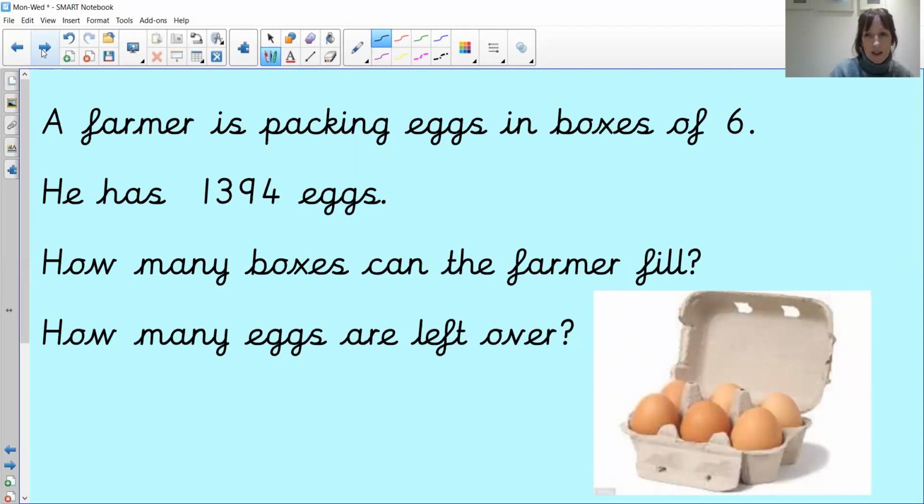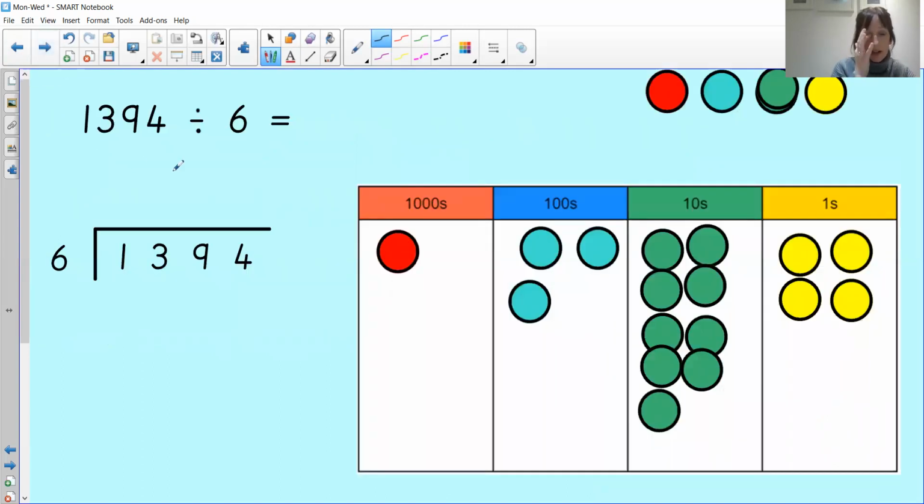So if we consider the problem, we've got 1,394 eggs and they're being packed into groups of 6. Okay, so we're grouping the eggs together. So our calculation would be 1,394 divided by 6. When we're grouping things, we're dividing. So I've written out the calculation here, and I've made the calculation with place value counters.